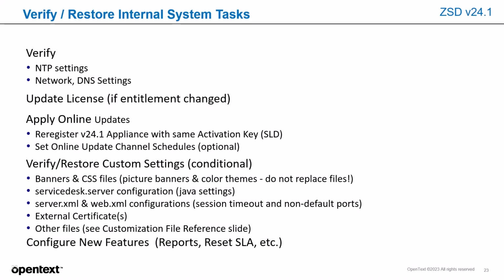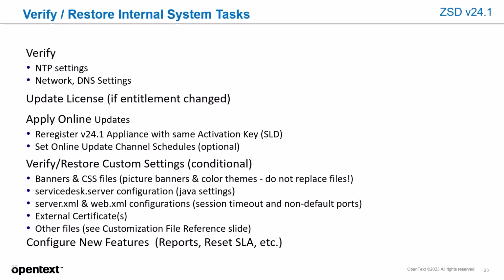you're pretty much good to go, but you do want to verify some things like the NTP settings and network. Make sure you have communication, right? Update the license only if the entitlement has changed. Apply the online updates. In order to do that, you'll need to re-register the 24.1 appliance with the same activation key, which is found in SLD, and then set any online update channel schedules if you want.